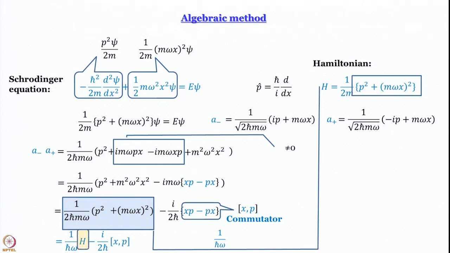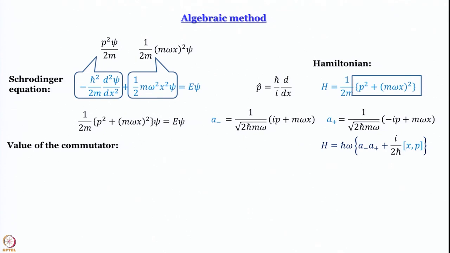Okay, right. So Hamiltonian H then becomes, just rearrange this, H cross omega multiplied by A minus A plus. I am just rearranging this equation, making the Hamiltonian H the subject of formula, H cross omega multiplied by A minus A plus plus I by 2 H cross multiplied by commutator of X and P. So what would be the next step? The next step would be to work out the value of the commutator of position and momentum operators, right? Let us do that.